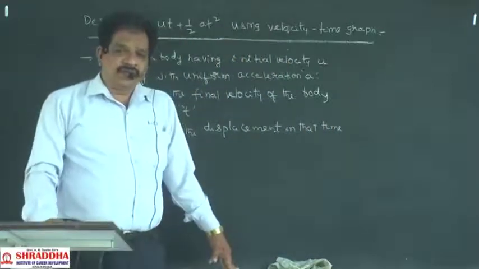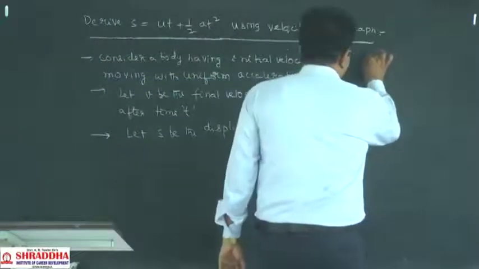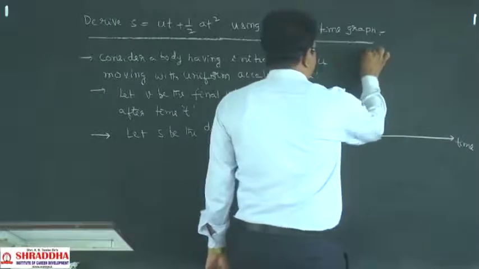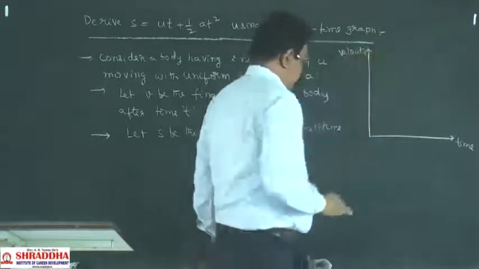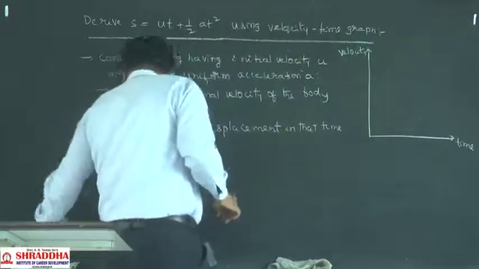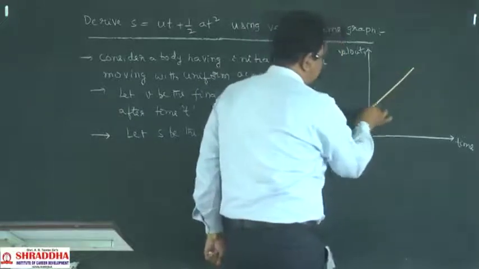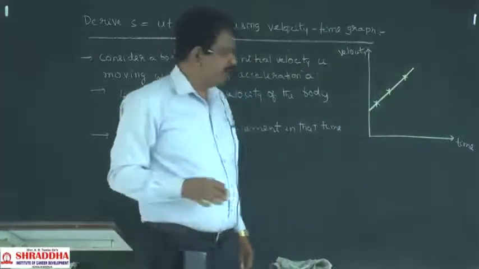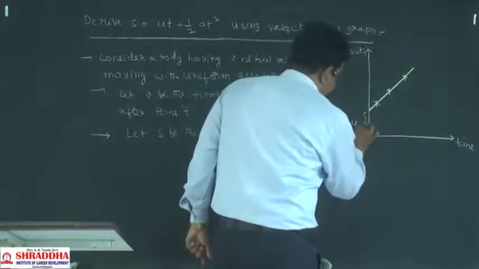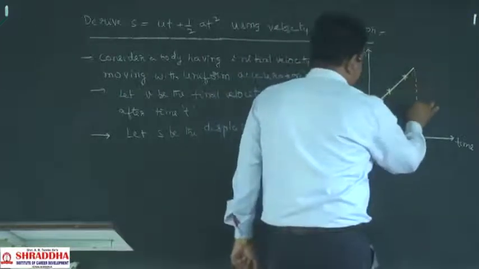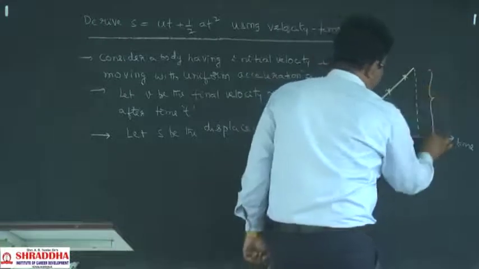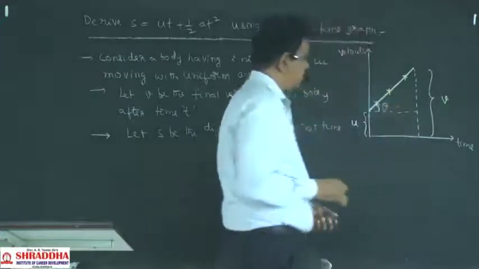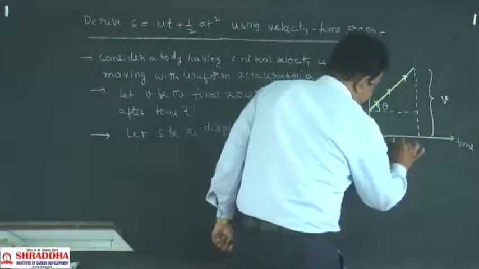Now, draw the velocity-time graph in this case, taking time values on the x-axis and velocity values on the y-axis. If we draw a graph, that graph will be in this shape. Here, this will represent initial velocity, next, this will represent final velocity, and this angle let it be theta. This will represent time t.